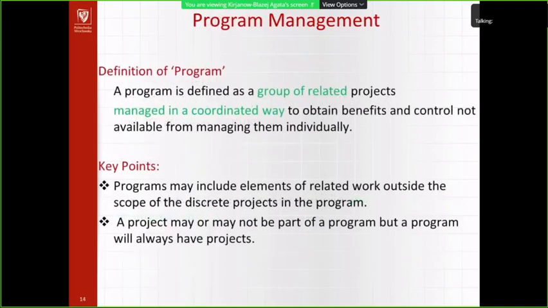And the program is defined as a group of related projects managed in a coordinated way to obtain benefits and control not available from managing them individually. Key points of programs may include elements of related work outside the scope of the discrete projects in the program. A project may or may not be part of a program, but a program will always have projects.